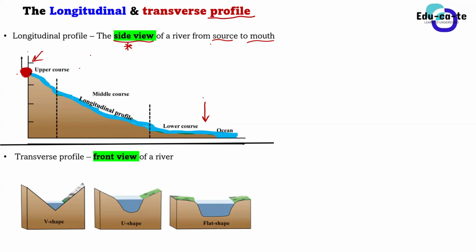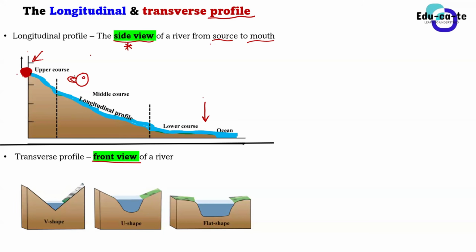We also have another one, which is known as a transverse profile. So this transverse profile is a front view. Now that one is a front view of a river. What do we mean that it is a front view of the river? So now from this side view, guys, let's say we put you here. This is you here, and this is your nose. Yeah, this is you and your nose.